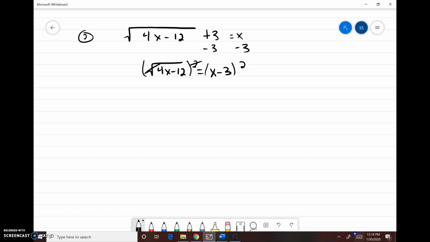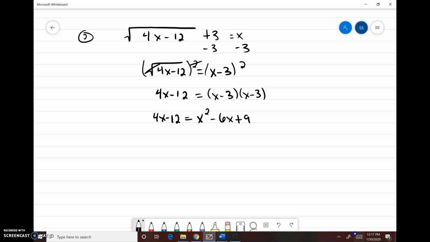Well, again, square root and a square cancel, leaves me with 4x minus 12. On the right side, we're actually going to have to FOIL this out. Remember, that's x minus 3 times x minus 3, which is going to require us to FOIL that out. So that is 4x minus 12 equals, if I FOIL that out, I get, remember, first, outer, inner, last. So that's x squared minus 6x plus 9. Okay, so when we FOIL that out, that's what we get.